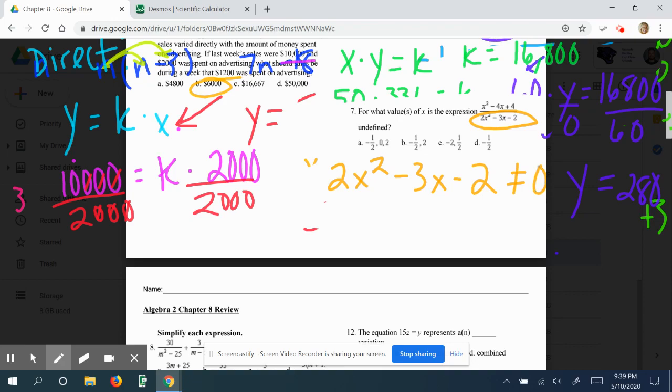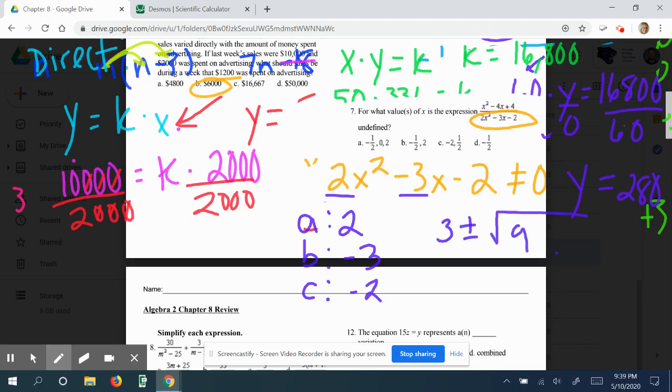Now, there's lots of different ways to do it. And I said before you could use the quadratic formula. So let's do that this time. A, B, and C. A is going to be 2. B is going to be negative 3. And C is going to be negative 2. So, using the quadratic formula, I would say negative negative 3 is 3 plus or minus square root of 9 minus 4 times 2 times negative 2, all over 2 times 2. Okay, and I'll get these from Desmos by going over here.